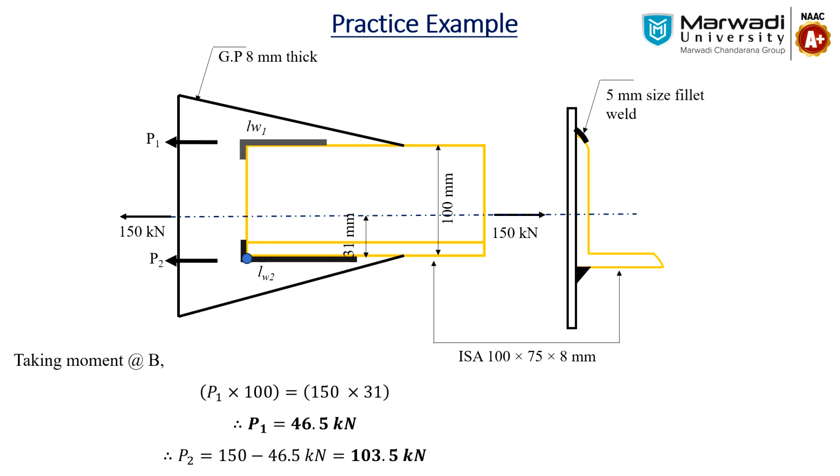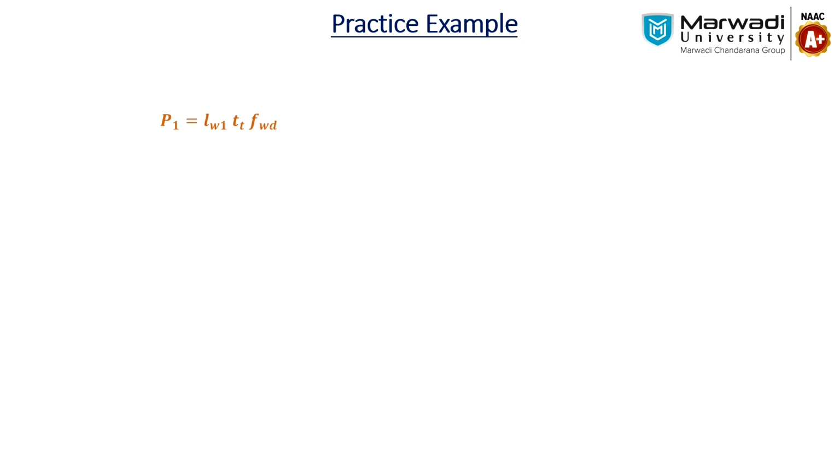Now we have the individual forces, so we have to find the individual length of the weld. We have an equation for the force, that is P1 equal to LW1 TT FWD. Similarly, P2 equal to LW2 TT FWD. This equation you can find on page number 80. On page number 80, below the figure, you can see this equation. So we have to put the value of P1, TT and FWD, and from that we will get LW1.